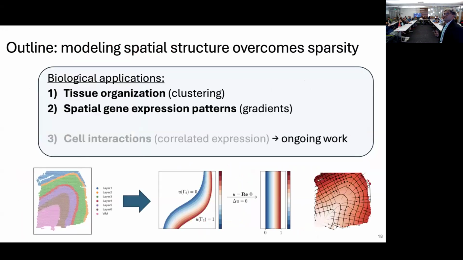And so today I want to talk about how you can overcome this sparsity by modeling the spatial structure of your data. In particular, I'll talk about how you can model spatial structure in order to understand tissue organization, these different clusters, and to find these spatial patterns of gene expression, like these gradients. And at the end, I'll talk briefly about our ongoing work on modeling interactions between cells.